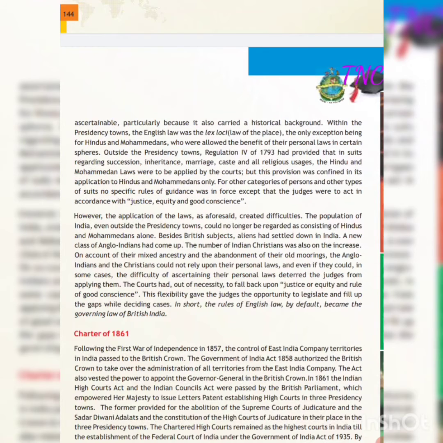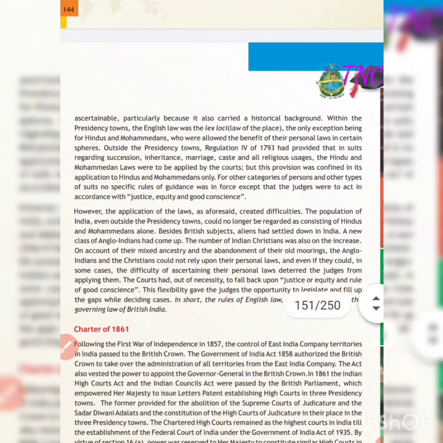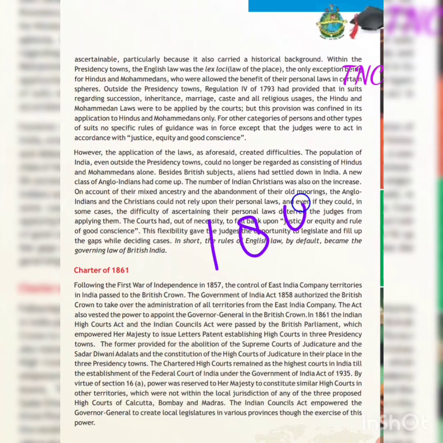And the main thing was the judges have to act in accordance with these 3 principles. However, the application of laws as aforesaid created difficulties. Population of India, even outside the presidency towns, could no longer be regarded as consisting of Hindus and Mohammedans alone, because by that time it is around 1800 period.